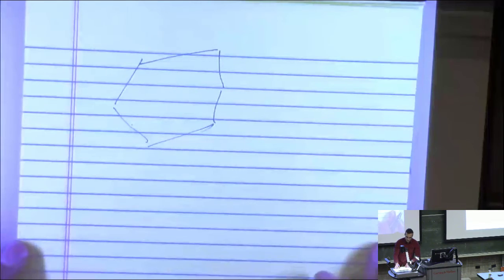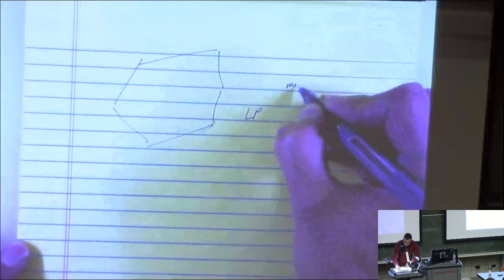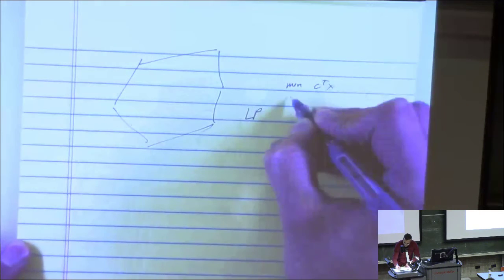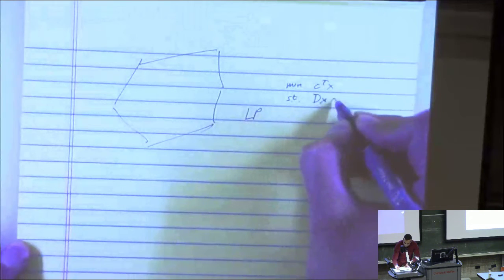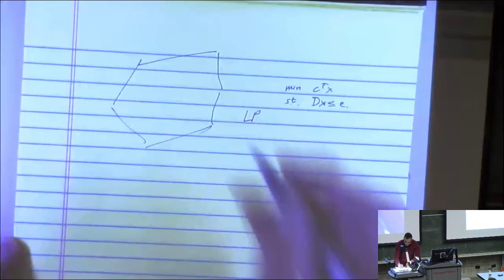So the canonical example we think about with interior point methods is linear programs. So suppose I have some LP where I'm minimizing, let's say, c transpose x, subject to a bunch of inequality constraints, Dx less than or equal to e. That defines some convex polyhedron like this.